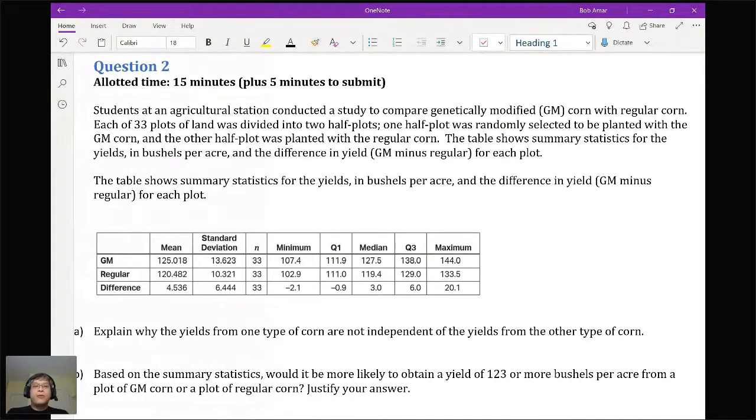You see a description of the study, and a set of statistics here. Let's go question by question, and ping back and forth to the description. The first prompt: explain why the yields from one type of corn are not independent of the yields from the other type of corn. They're being very nice here and telling you that the GM and regular yields should not be independent. The information is definitely somewhere in the stem. When we say not independent, what we really mean is that we're expecting there to be some association.